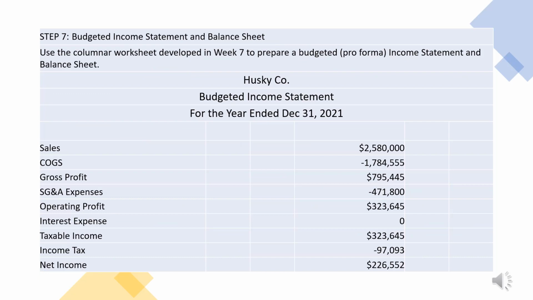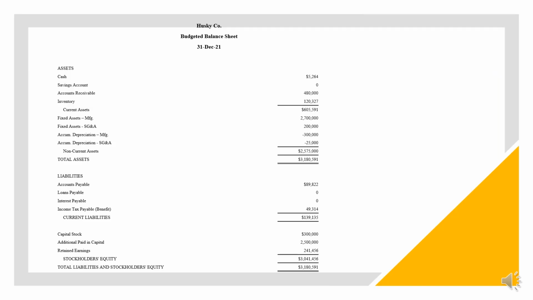From my 10-column worksheet, I can now move to step 7 to build my pro forma financial statements. That is my budgeted income statement and my budgeted balance sheet. Here's my budgeted income statement. All of these numbers come directly from the 10-column worksheet that we just looked at. As well, this is the budgeted balance sheet that we draw from the 10-column worksheet. If you'll notice, the total of the assets is equal to the total of the liabilities and stockholders' equity. And again, these come directly from the 10-column worksheet.